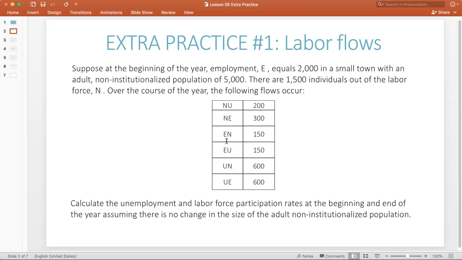So what you have to do with these flows is calculate the unemployment and labor force participation rates at the beginning and end of the year, assuming there's no change in the size of the adult non-institutionalized population. So I think the most important thing to first look at is this beginning information, because understanding that is really going to be a vital part in getting these flows correct. So I'm going to bring up this whiteboard.